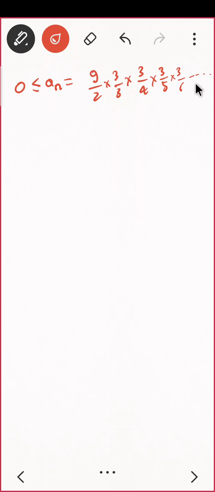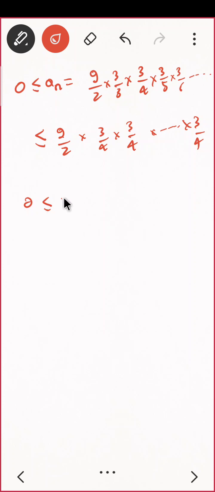How many terms are there? That is, I think, n minus 2 something. And so can I write this is less than equal to 9 by 2, 3 by 3 multiplied by 3 by 4, 3 by 4. Can I write like this? 3 by 4, all the time 3 by 4, as per the previous condition. That means you are having this as 0 is less than equal to en, and that is less than equal to 9 by 2 into 3 by 4 raised to n minus 2.